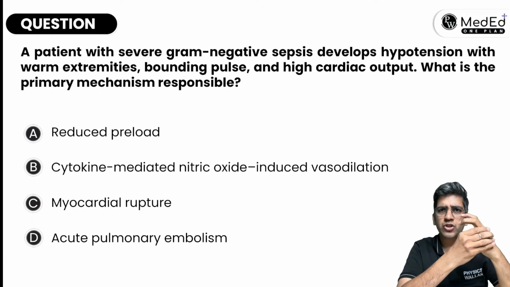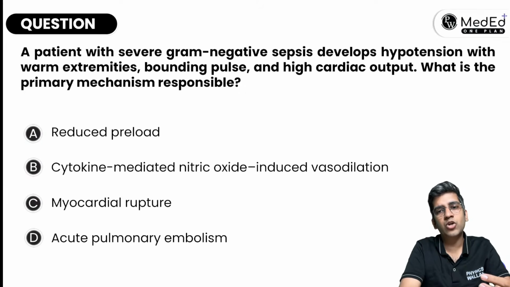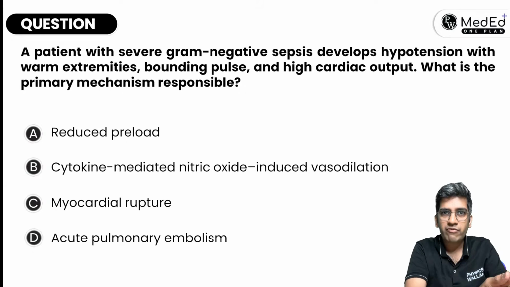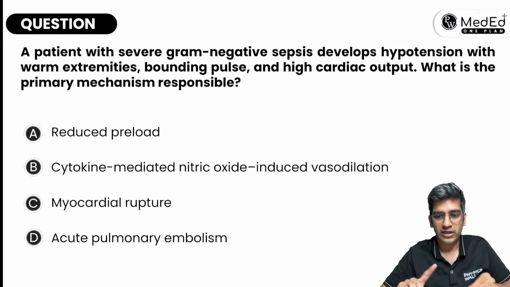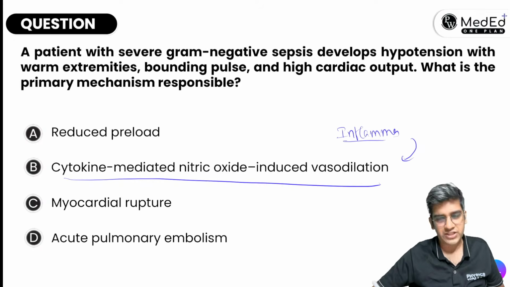Warm extremities in septic shock, simple. Sepsis is a systemic inflammation. So there's inflammation, obviously every free radical will be elevated. And here one of the only things which can fit into free radical is cytokine mediated nitric oxide induced vasodilatation, right? There's nothing but inflammatory mediators. That's all. Because of systemic inflammation, I'm going to have warm extremities.